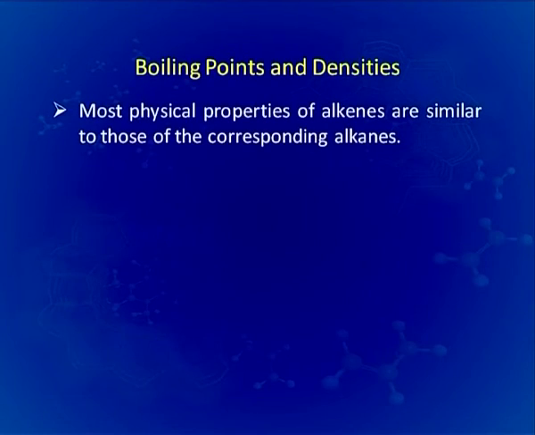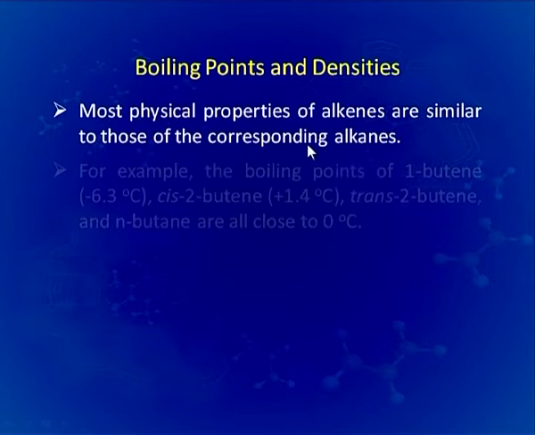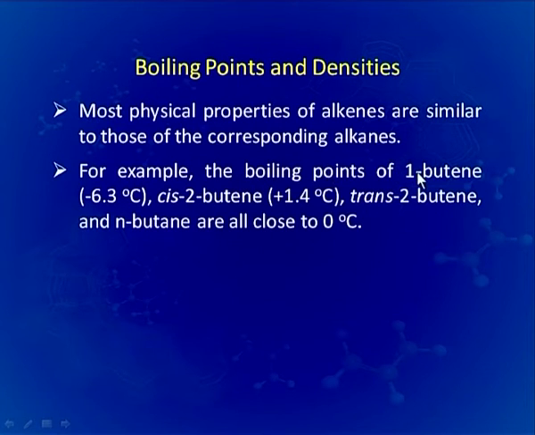When we talk about physical properties, besides the stability of alkenes in terms of their heat of hydrogenation, boiling points and densities are also very important physical properties. Most physical properties of alkenes are similar, of course, to those of the corresponding alkanes. For example, the boiling points of 1-butene and cis-2-butene are minus 6.3 degrees centigrade and 1.4 degrees centigrade respectively, while for trans-2-butene and n-butane they are very close to 0 degrees.